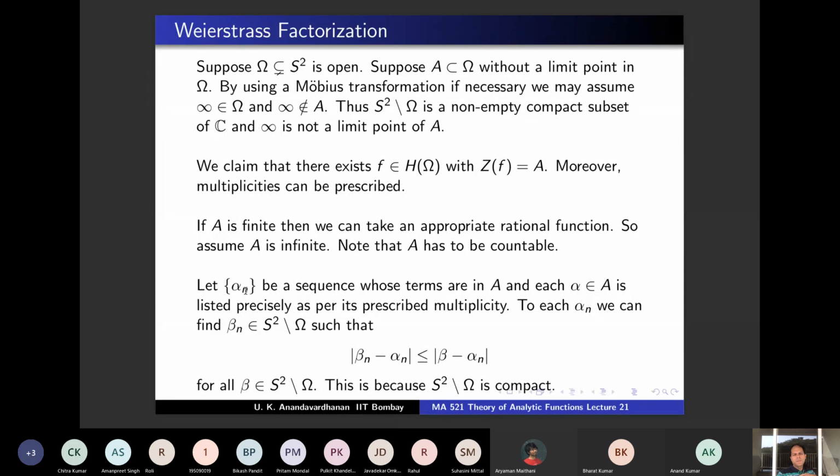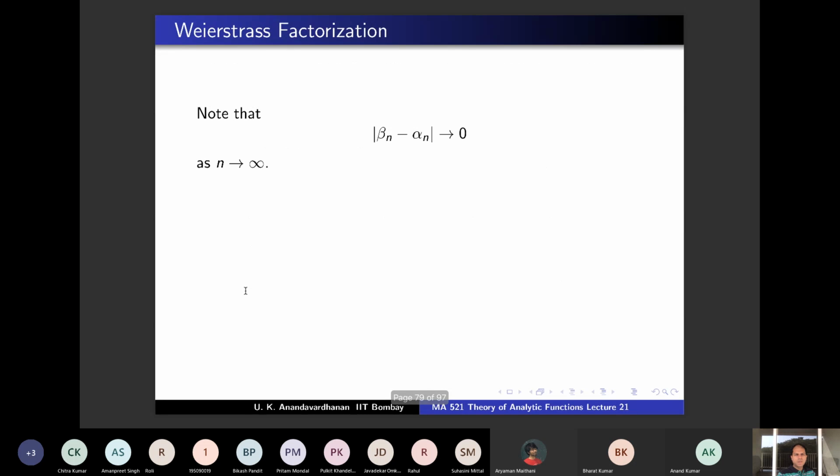Right. So the minimum is attained, but is the minimum going to be unique? No, not necessarily, and we don't need it. So take one of those and call it beta n. Okay, so this is S2 minus omega being compact. So keep that in mind.